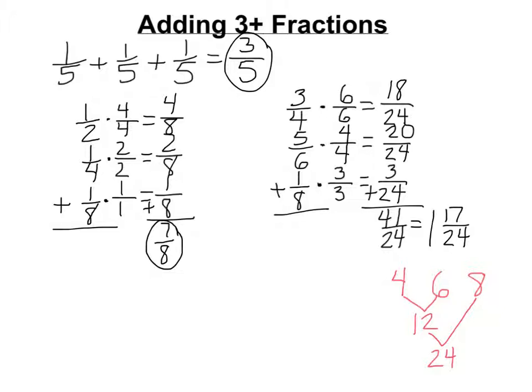Double check. Can I simplify this more? Well, 17 is smaller than 24, so that's all set, and you can't reduce it. Therefore, my answer is 1 and 17/24. Moving on in 3, 2, 1.